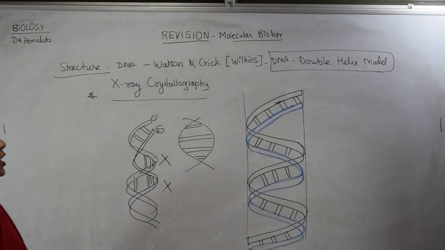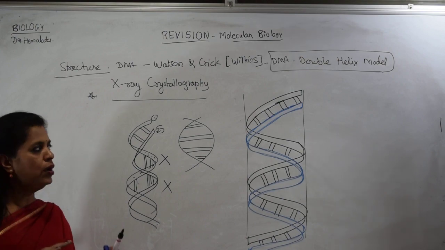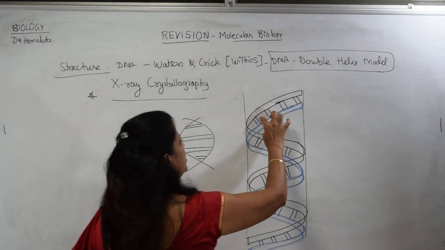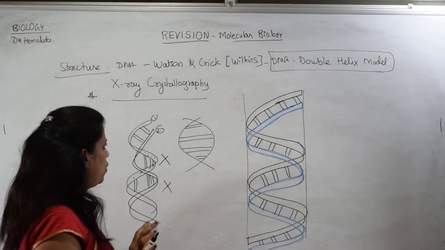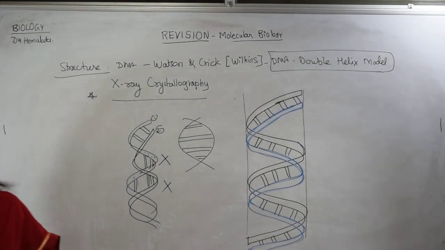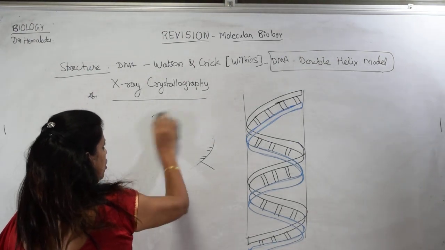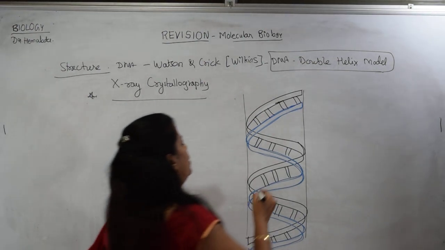Therefore, I am taking this as a revision class because I want you to draw it beautifully, at least like this. It should have two strands, bound together and joined by nitrogen bases. Like this you should draw. These are the wrong things, you are not supposed to do this, I told you. Let's continue with the strand.